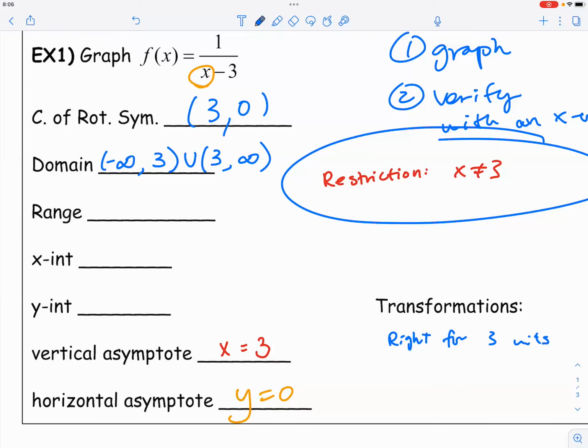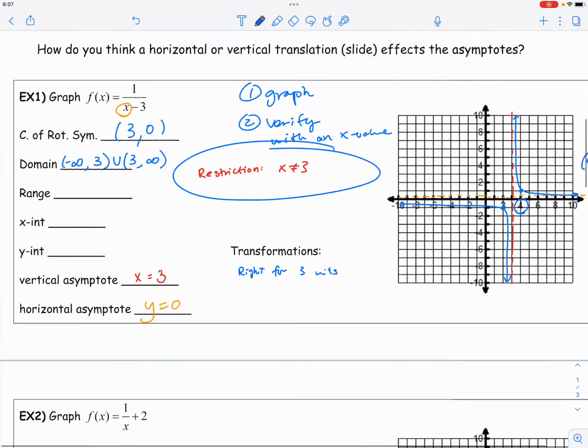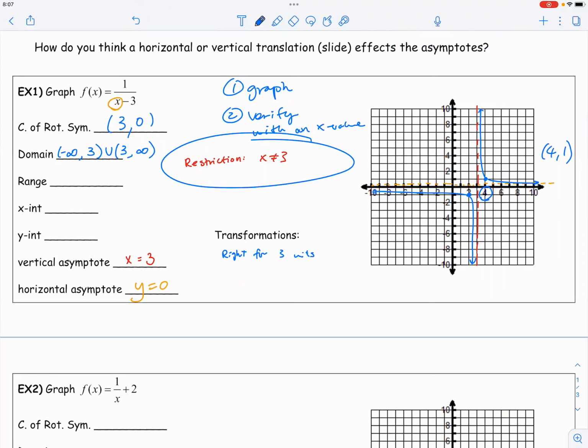Like it can get very close to 3, just never be 3. Like you can do 2.99999 or 3.00001, but just not 3. Okay, so that's why we use parentheses around 3.